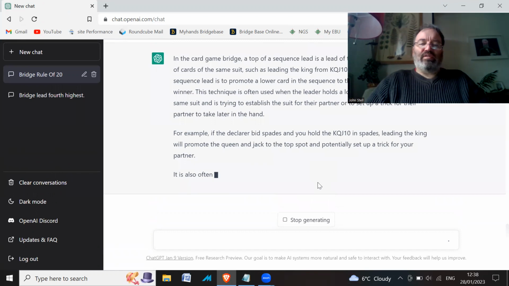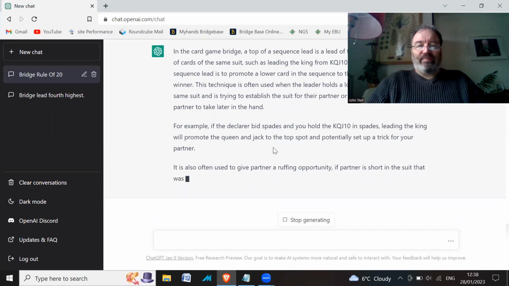Not sure why it sets up a trick for my partner. You're the one holding the king, queen, jack, 10.